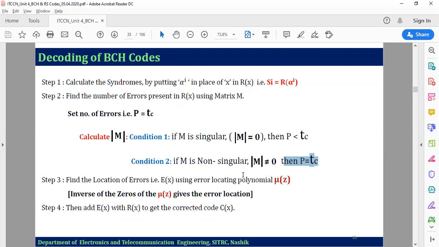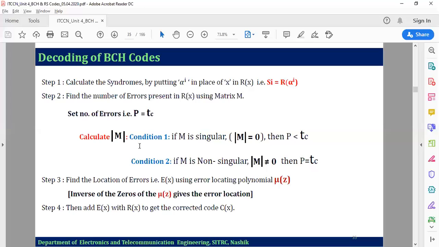Remember, I am repeating this. Here we are assuming that the number of errors is P. It is not the same as TC. It could be the same, but it is not imperative that P is equal to TC. You have to verify how many errors are present in the received code word. For that, matrix M is given. I will tell you what matrix M is while solving the numerical. But right now, just write this step number two.